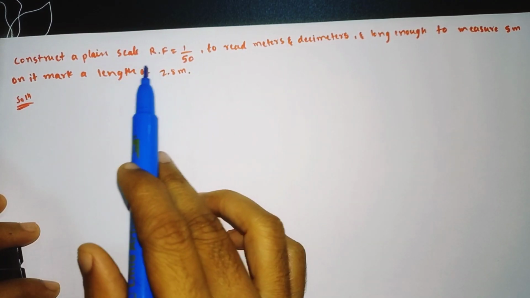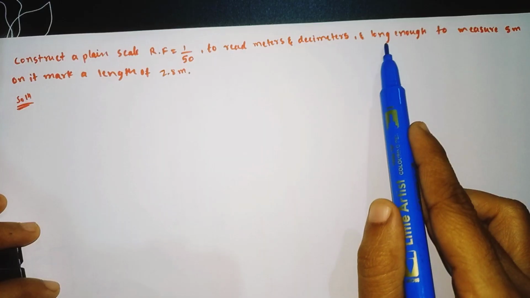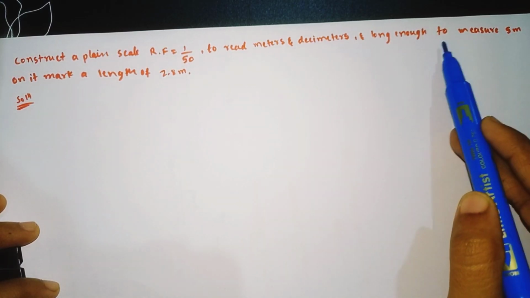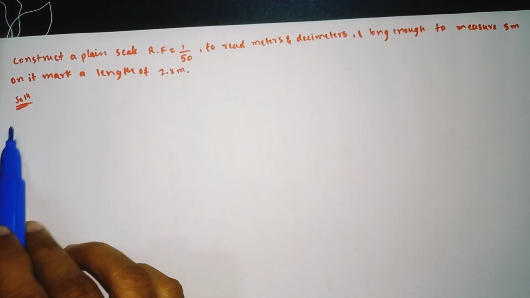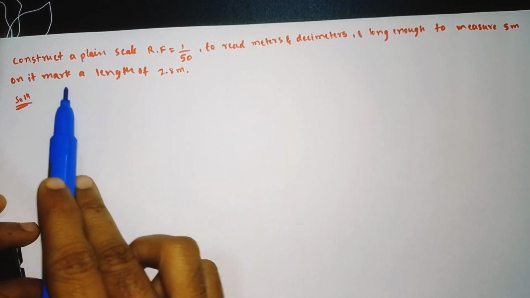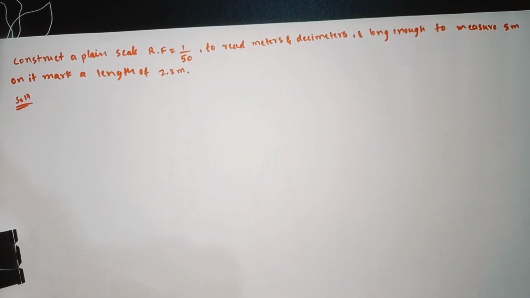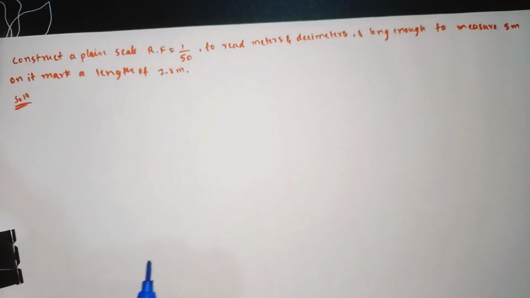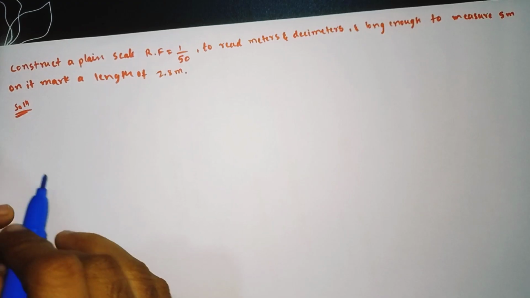Construct a plane scale of RF 1 divided by 50 to read meters and decimeters and long enough to measure 5 meter. It is nothing but our actual length of the scale given is 5 meter. We need to read it, and on that mark a length of 2.8 meter. In that scale we have to show the 2.8 meters. So now without wasting the time we'll solve this problem.